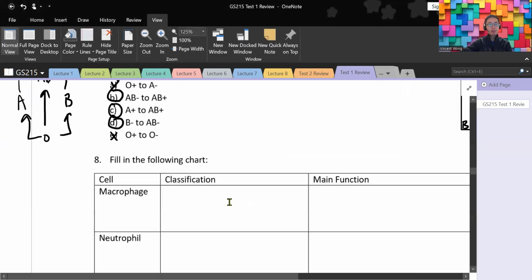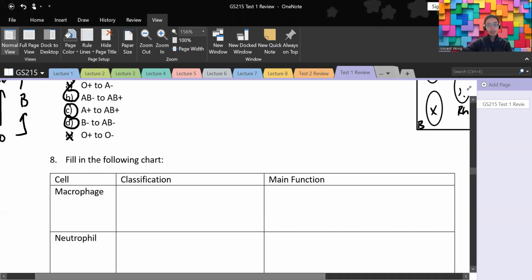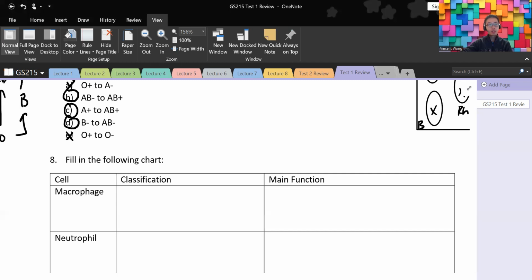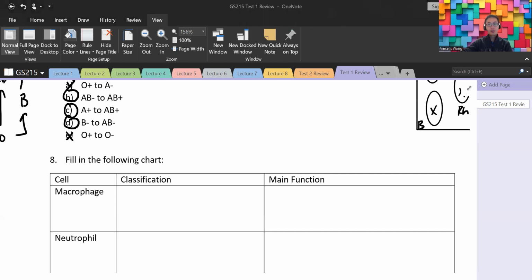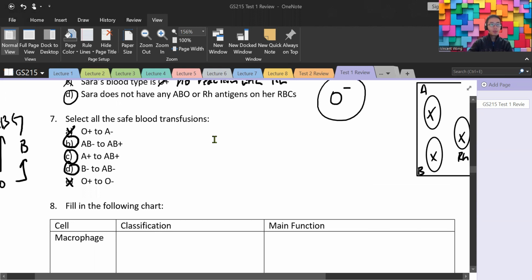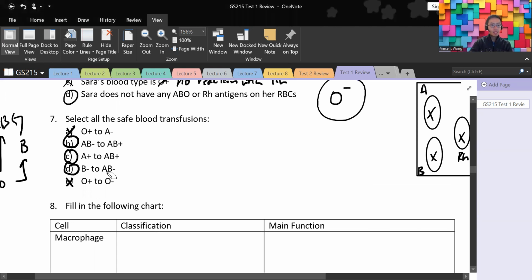All right, next part. Fill in the following chart related to the function and classification. Yes, is there a question? No, just okay. All right, that's fine. Yeah, I have a question. Go ahead. Can you please explain B minus to AB minus? Sure. Which one? Sorry, the D, did you say? Why is this okay? D, yeah.